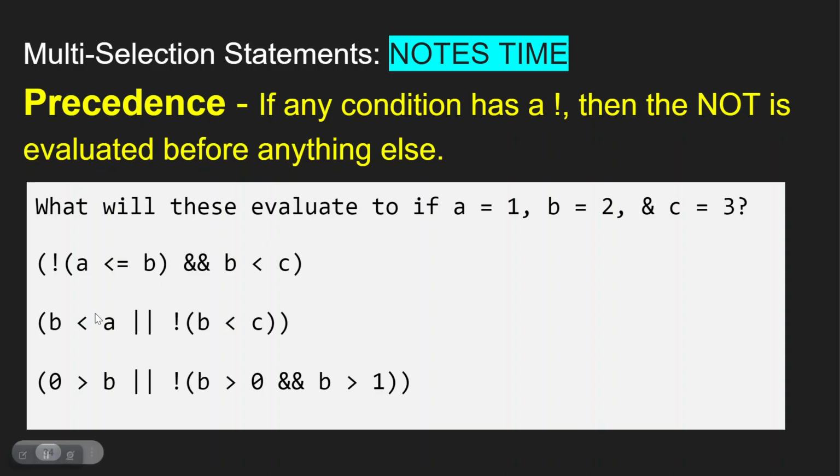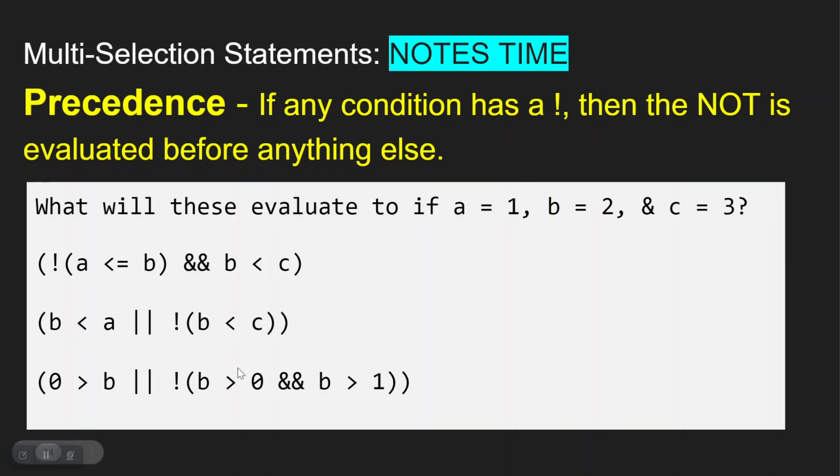Down here, before you evaluate the or, you have to get rid of this exclamation point. So is 2 less than 3? It is, so this is true. However, not true means false. So this would now become false. And is 2 less than 1? That's false. So you would end up with false or false. So the entire thing would evaluate to false.